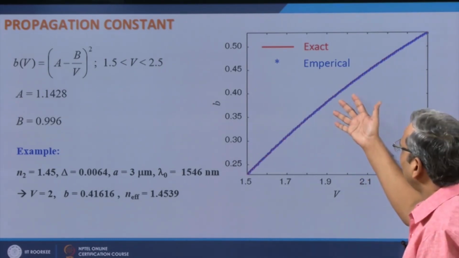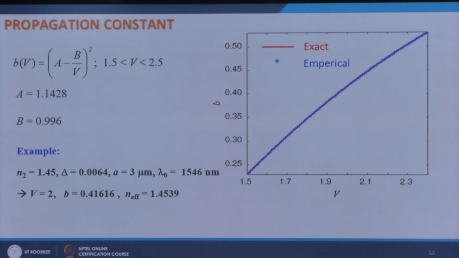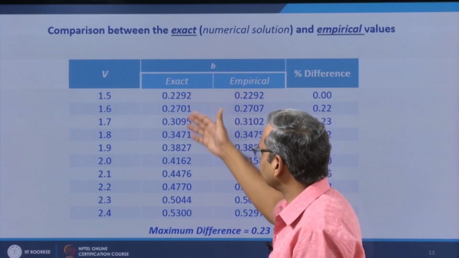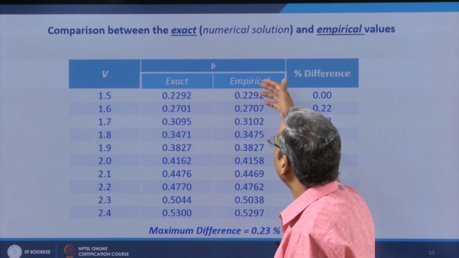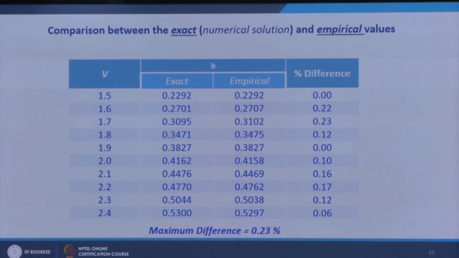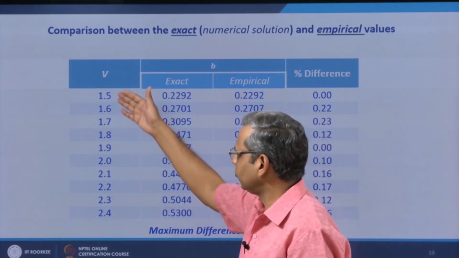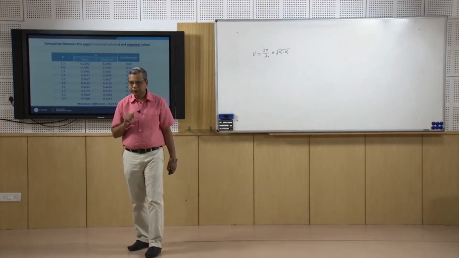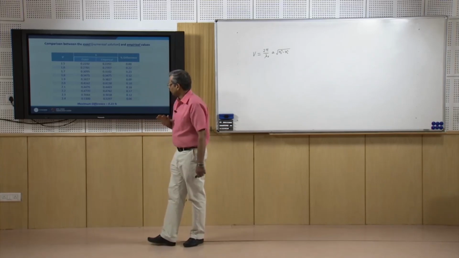Now, coming back to how accurate it is, I have tabulated the values of b obtained by solving the transcendental equation and by the empirical relation given in the previous slide, and I have looked at the percentage difference between the two. I see that the maximum difference is 0.23% in the range of V going from 1.5 to 2.4. So, in this range it is a very good approximation, and I can use this empirical relation without any problem.